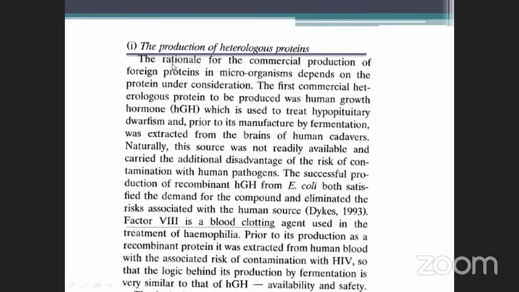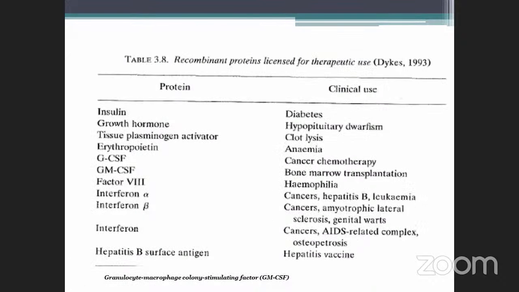Production of a number of proteins, like factor 8, the blood clotting agent used for the treatment of hemophilia. This is the first human-source therapeutically valuable compound produced through RDNA technology. Insulin, I think this is the first in the history of genetic engineering. Insulin is the first metabolite produced through RDNA technology, used to control sugar metabolism in diabetic patients.